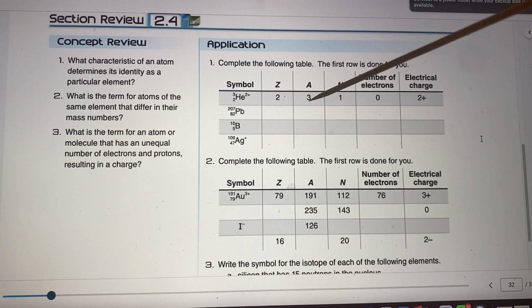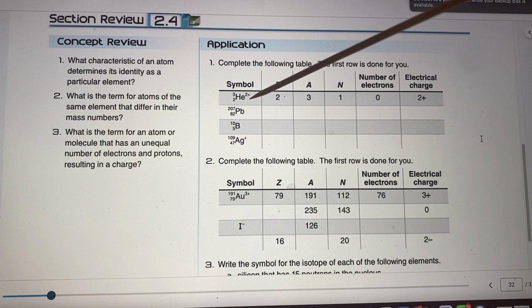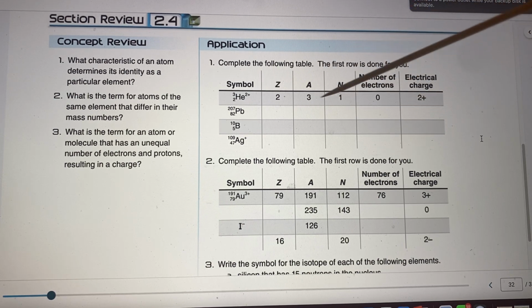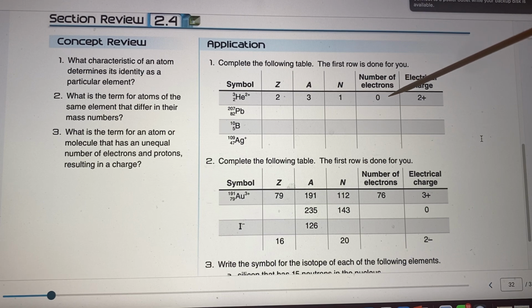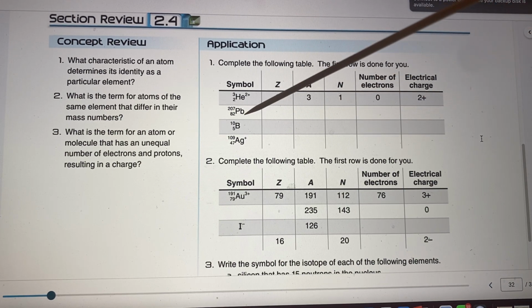So how many neutrons will it have? Well, 3 minus 2, that's how many neutrons it has. So how many electrons will it have? Well, it's 2 plus. That means it's missing 2 electrons. If it were neutral, it would have 2 electrons, but it's missing 2 electrons, so it has 0 electrons, and it has a positive 2 charge. Okay?